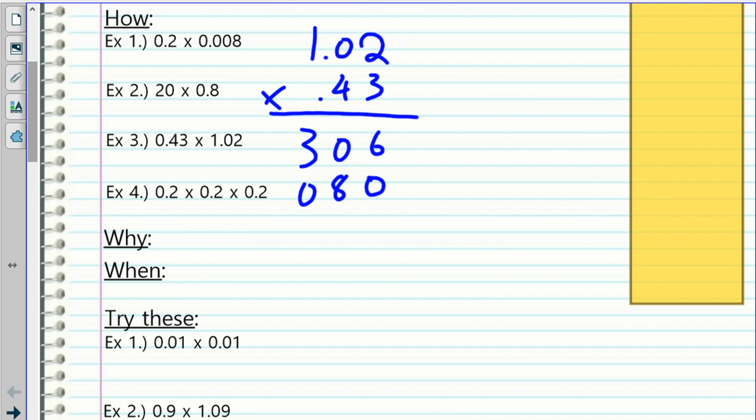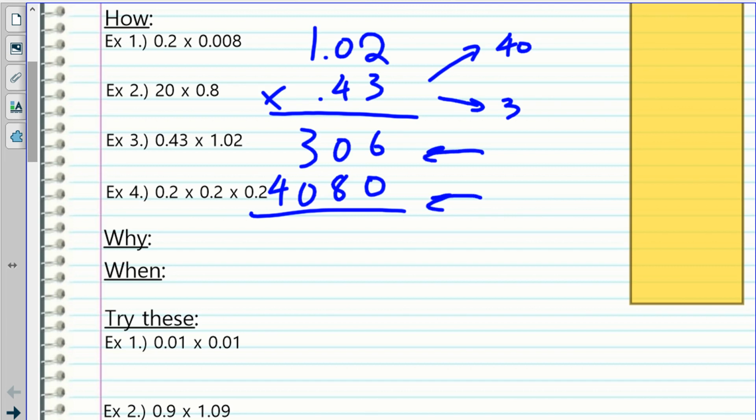4 times 0 is 0. 4 times 1 is 4. Now, as I alluded to in class, there's a reason why we're using this particular system. Long story short, we're eventually breaking down this 43 into 0.4 and 0.03. Or rather, if you want to look at it this way, I broke it down to 40 and 3. So I multiply by the 3 first. That's how I got 306, right? And then I multiply by 40. That's how I got 4080.